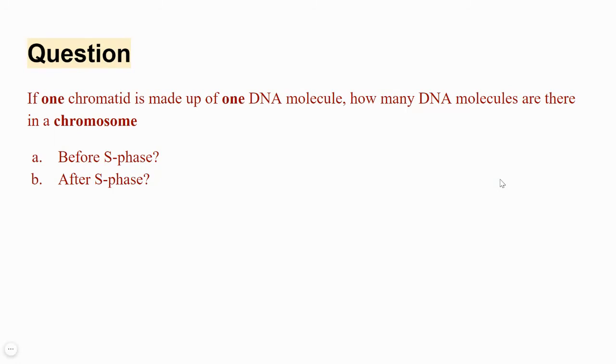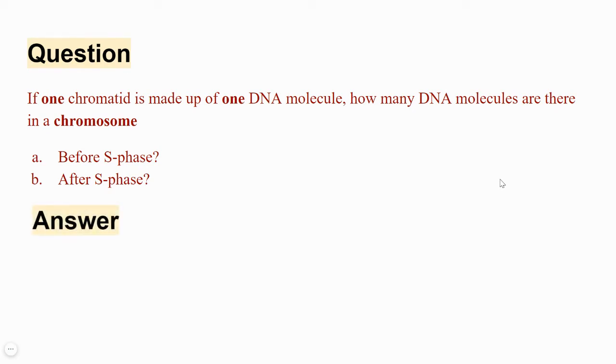Quick question: if one chromatid is made up of 1 DNA molecule, how many DNA molecules are there in a chromosome before S phase and after S phase? Pause, think, and if required, write down the answer. Thank you for pausing. Let's look at the answer.